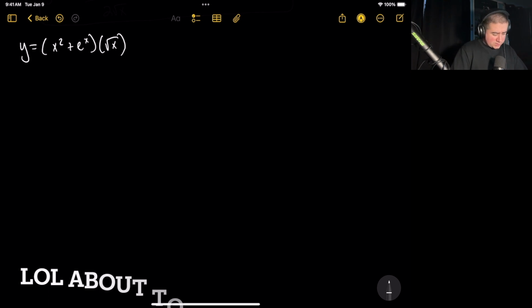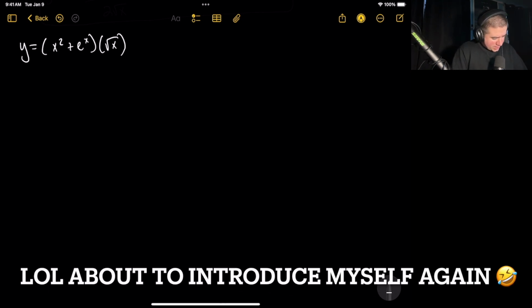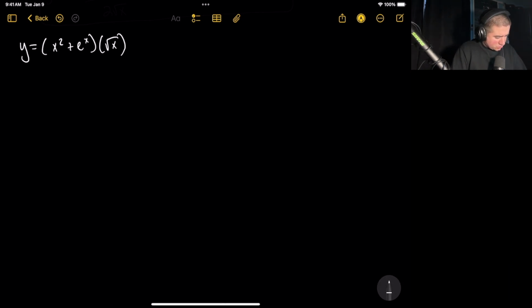All right, so here's our second problem. We're going to have to do the product rule here, nothing being divided. We have two functions being multiplied, so we're going to use the product rule. That is f of x times g prime of x plus g of x times f prime of x.